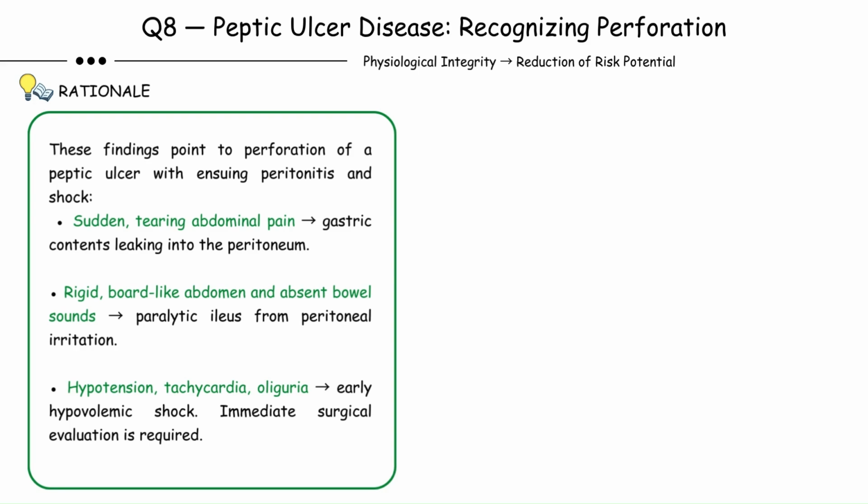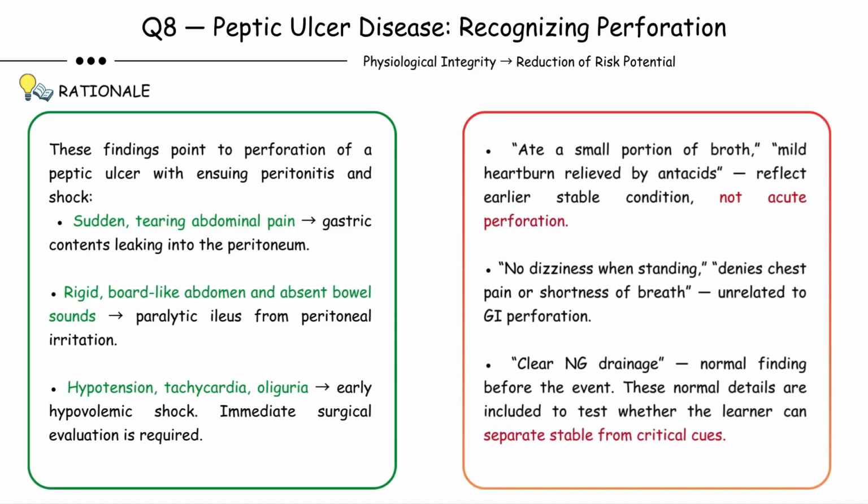Now let's look at why the other statements do not matter here. Eating broth, mild heartburn, clear NG drainage, and normal standing tolerance were part of the earlier, stable picture. They don't help us identify the crisis. This question tests whether you can separate stable background information from critical, life-threatening cues.